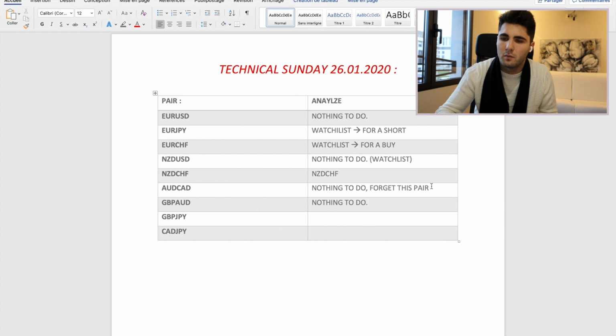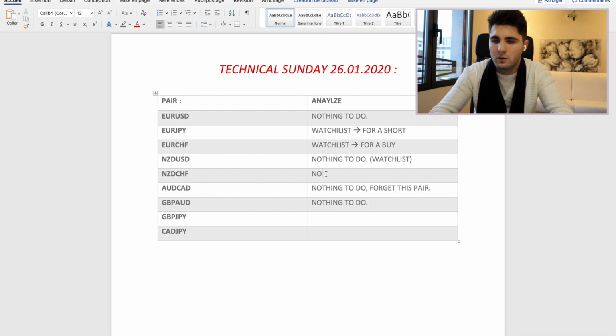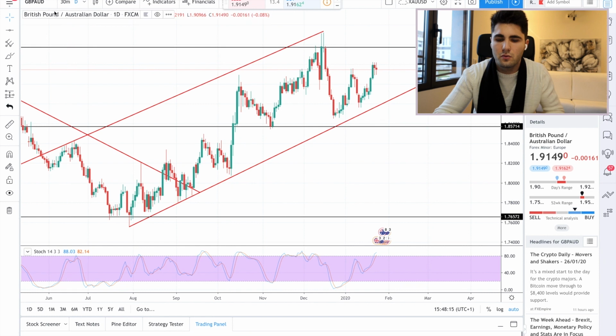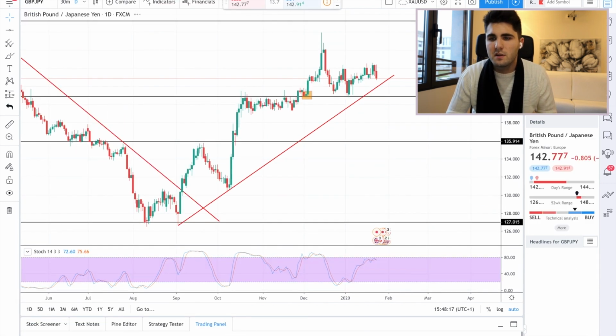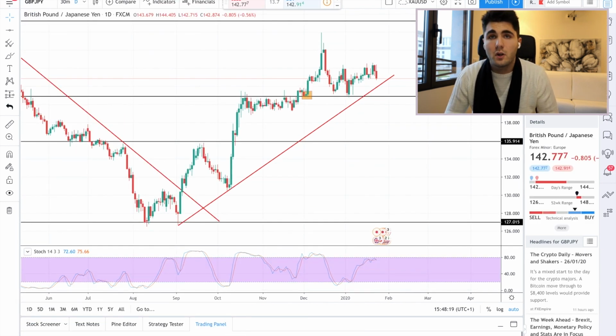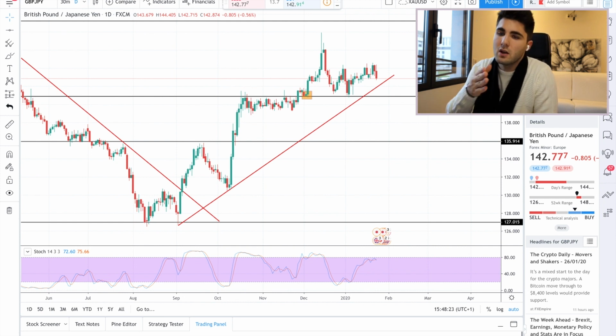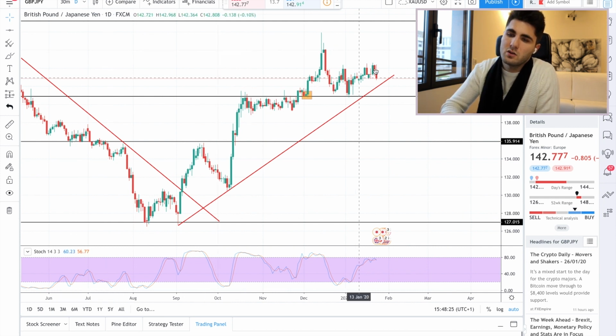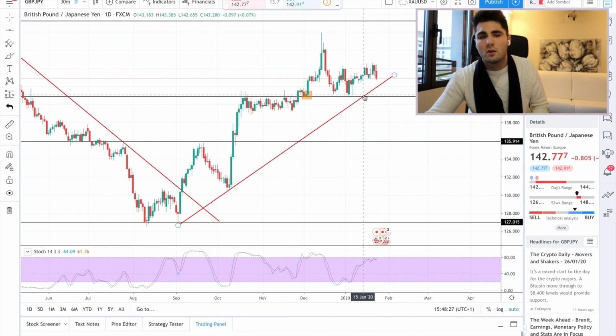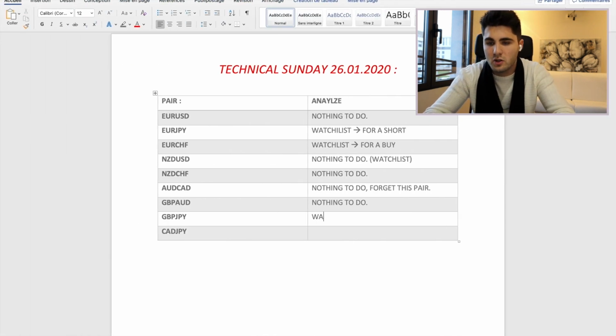Okay, perfect. Nothing to do. Now GBP JPY, a really interesting pair that we have to keep on our watch list. As you can see, it's about to hit the trend. Once it hits the trend, we're going to buy. So GBP JPY is on the watch list for a buy.